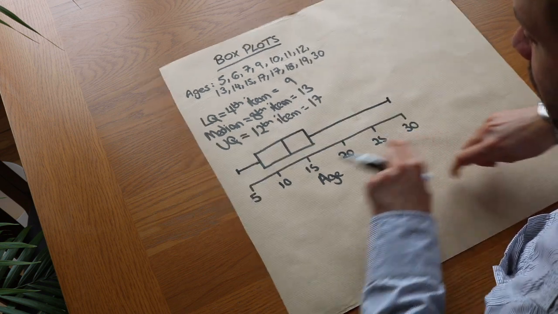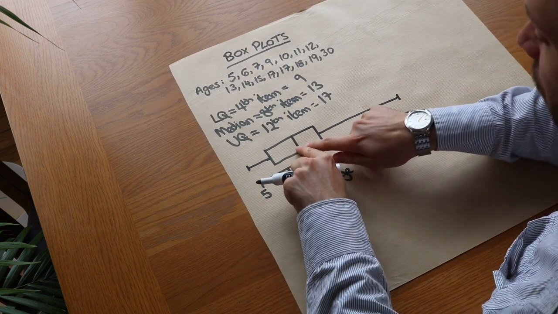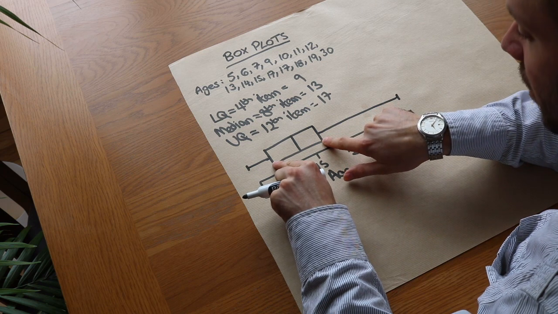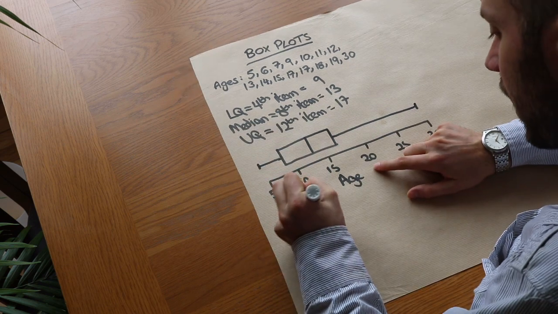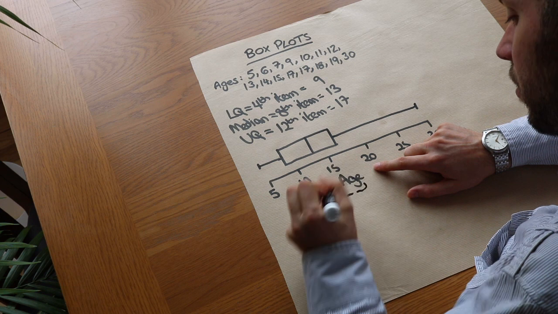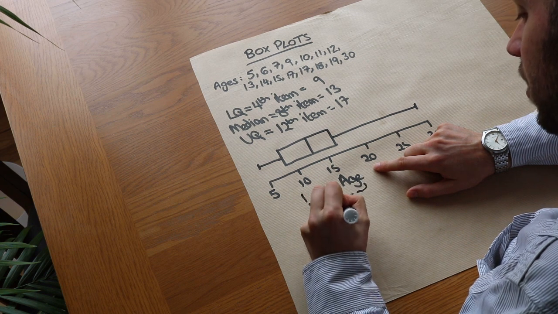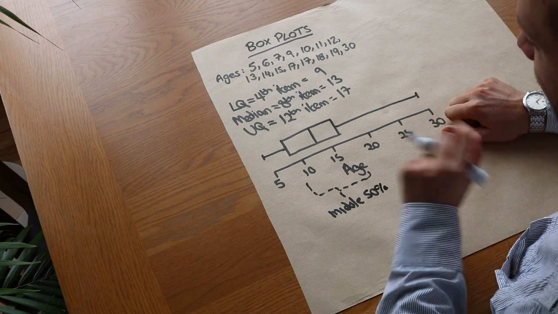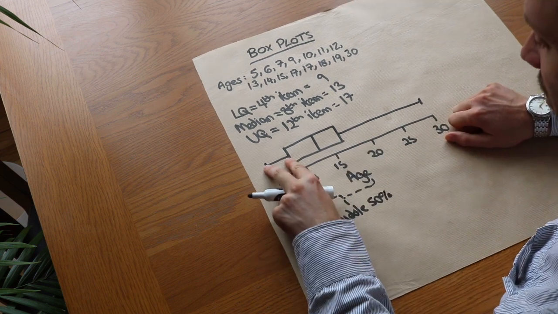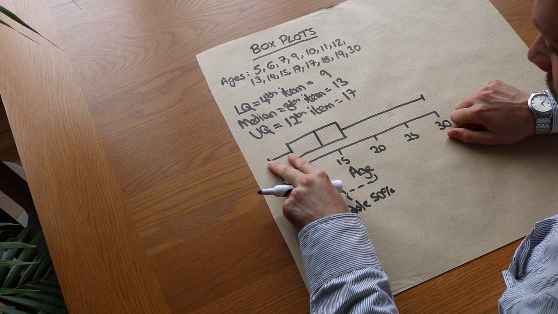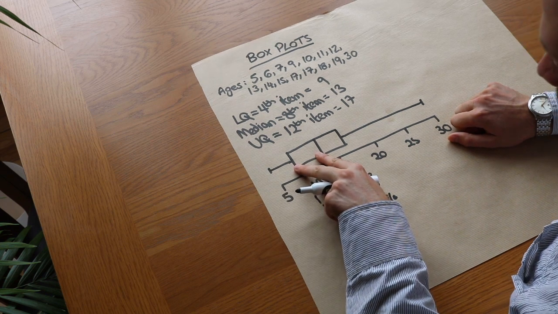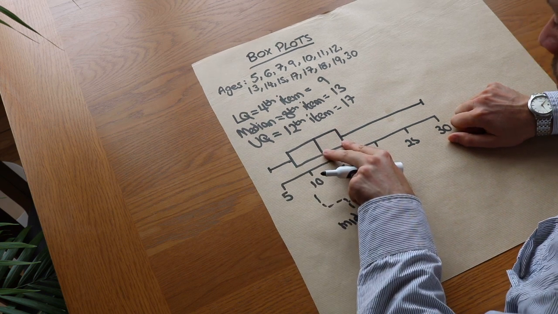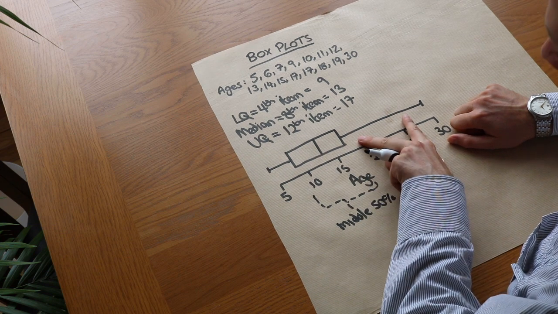And what this is supposed to show is that the box in the middle shows the middle 50% of the people. So here, that box in the middle is the middle 50% of ages. And then we can also analyse each quarter of the data. So that represents the bottom quarter of the people, that represents the next quarter of people, the spread of ages, that represents the next quarter, and that represents the next quarter.